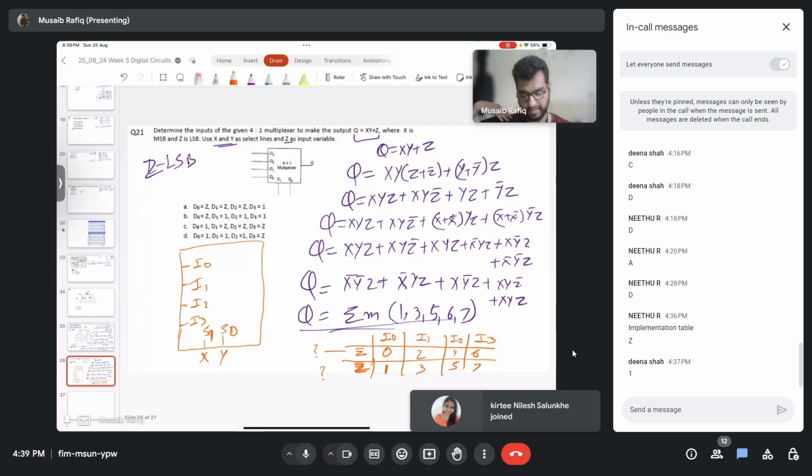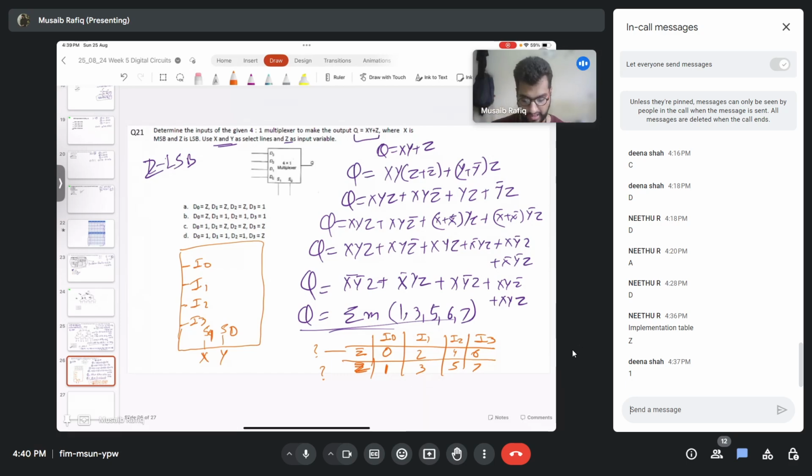Correct. Basically, here we are applying the input variable as LSB, right? Previously, our MSB was our input variable. So, as rightly pointed out by one of the students, LSB alternates 0, 1, 0, 1. That's why I've written it like this. Now, the rest of the things will remain the same. I will encircle all the minterms 0, 1, 3, 5, 6, 7. This will be Z, this will be Z, this will be Z, and this will be 1. So option A is my correct answer.